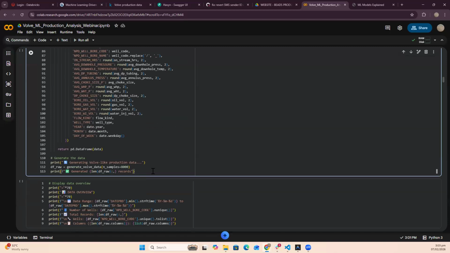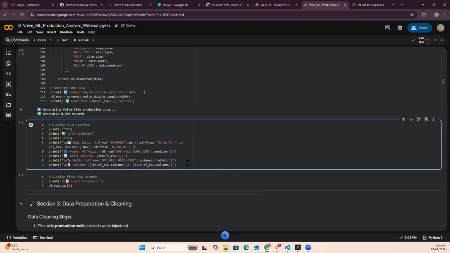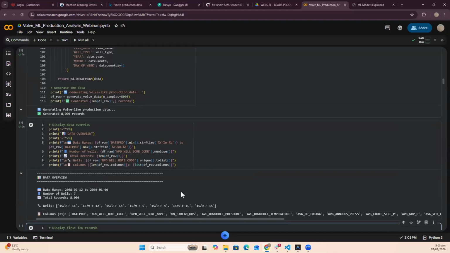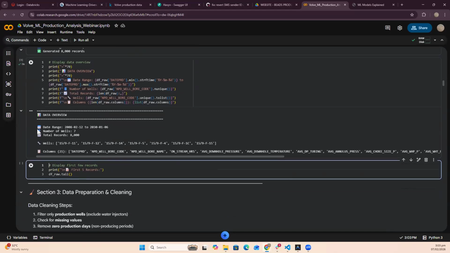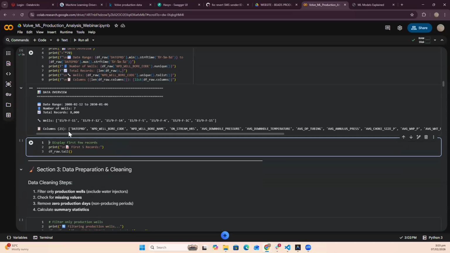So basically, this is our data generation. We've gotten our data. Let's see our data. As we can see, the data ranges from 2008 to 2016. The number of wells that we are looking at is 7, and the total number of records is 8,000. Each well has an ID to identify that this is well one, well two, well three. And these are the columns that we have: wellbore code, wellbore name, and so on and so forth.